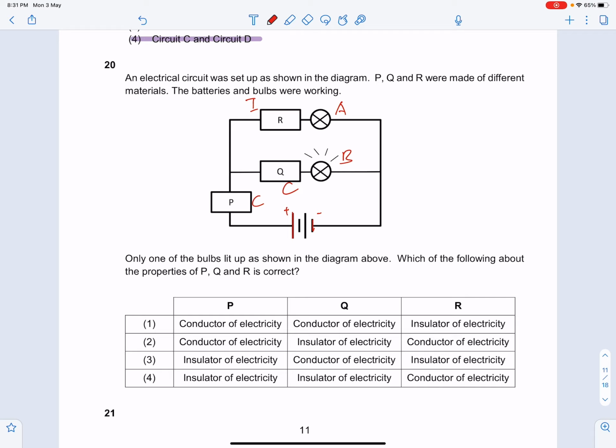We know that P is a conductor of electricity. Check option 1, check option 2, cross out options 3 and 4. Therefore, we do not need to look at 3 and 4 at all. Moving on to Q, I know that Q is also a conductor of electricity. So check for option 1, cross for option 2. This will cross out option 2, leaving me with just option 1. Last but not least, R is an insulator of electricity. Correct. So this confirms my answer is 1.